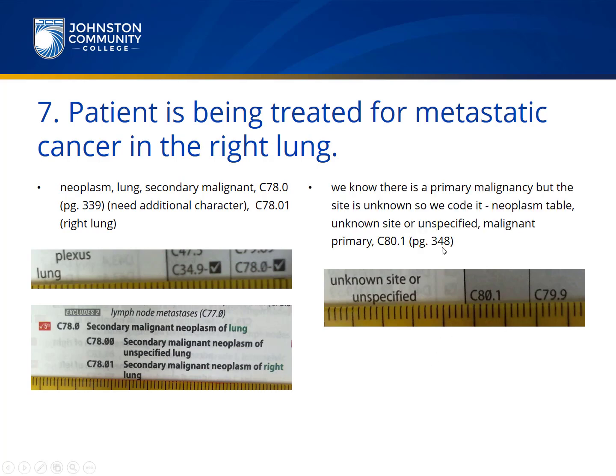And this is going to be found on page 348. I do encourage you, once you find the unknown site or unspecified section on that page, go ahead and highlight this little area because you will use it a lot, and I promise you, you'll probably look on that page 4 or 5 times. Your eyes will probably have gone right over it and you'll never see it. I swear it hides. So go ahead and highlight it so you can go right to it every time. And since it's our primary unknown site, we're going to use that C80.1. And again, you're going to confirm in your tabular.